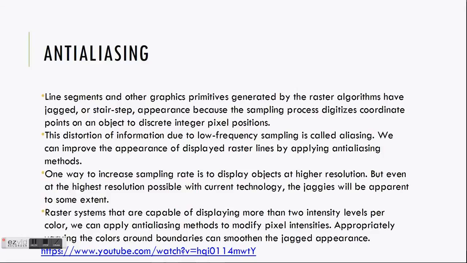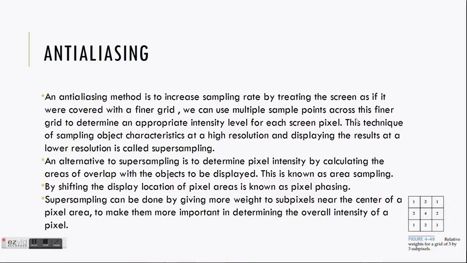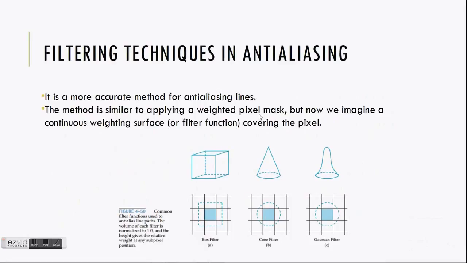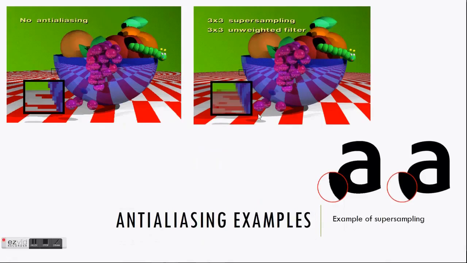So as we have seen in the video, the anti-aliasing techniques can be done with the help of improving the resolution or increasing the samples. Another method of anti-aliasing is area sampling, where we calculate the pixel intensity from the areas of overlap with objects to be displayed. Filtering techniques will give you a more accurate method for anti-aliasing lines. There are three different filters like box filter, cone filter and Gaussian filter.